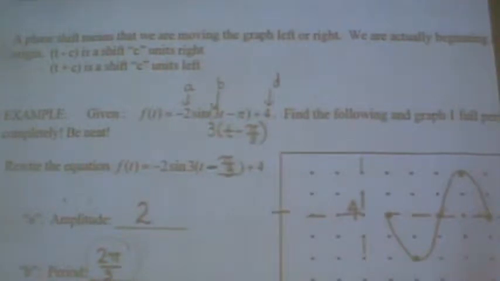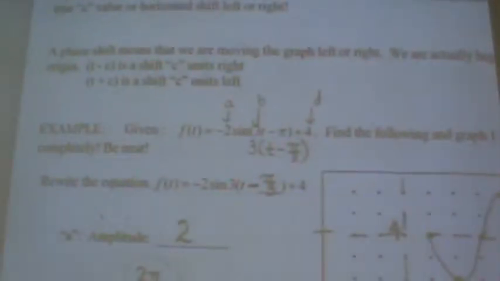Now, there's one more thing. This is the new stuff right here. You are going to have what we call a phase shift. You're going to start your graph not necessarily on the x or y axis, but you're going to start it shifted over, left or right, depending on what this is. So a phase shift means you're moving your graph left or right. So we're beginning in a spot other than the origin.